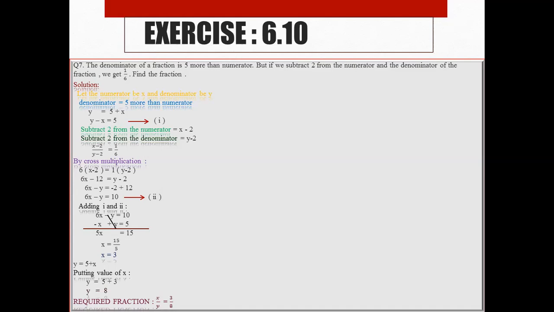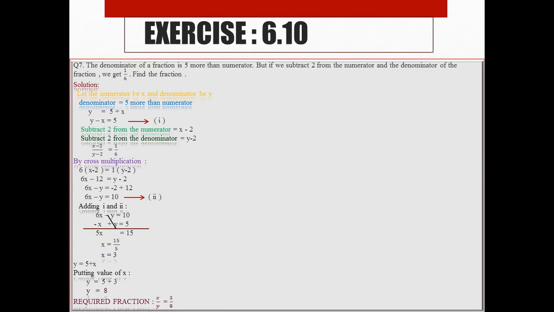For the value of x, we shift the coefficient of x to the other side. x is equal to 15 over 5 and x is equal to 3. The condition is given y is equal to 5 plus x. Directly put the value of x in this condition. 5 plus 3 is 8. The value of y becomes 8.